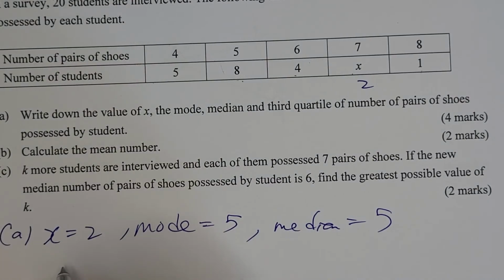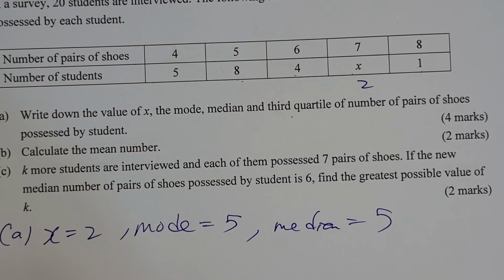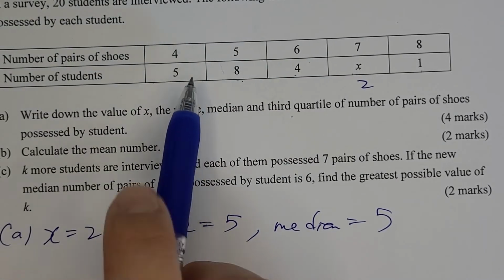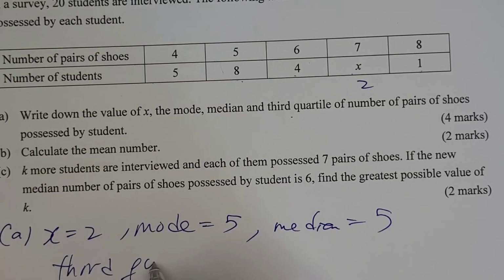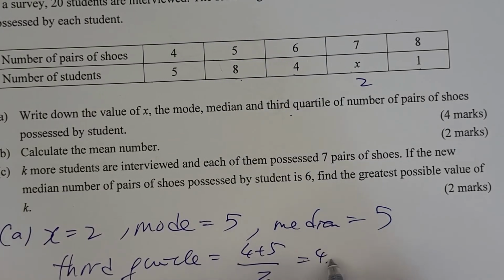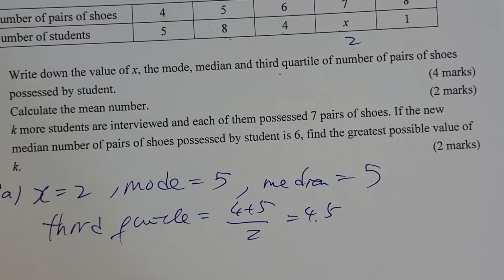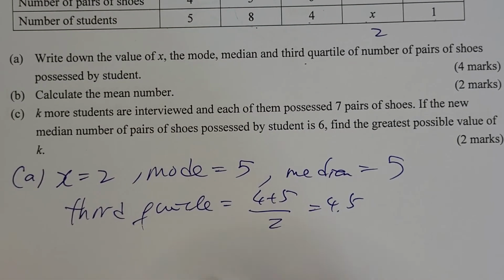The third quartile, that is the lower quartile. So the lower quartile will be the 5th theta and the 6th theta and then over 2. So that is 4 plus 5 over 2. That is 4.5. And that's it. 4 marks. 4 parts. Okay.